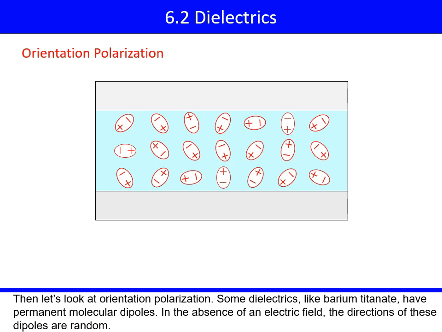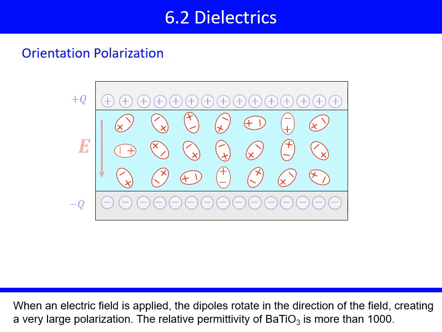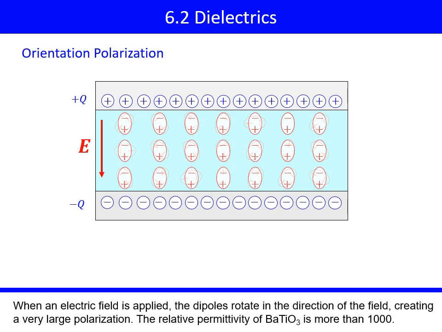Then let's look at orientation polarization. Some dielectrics, like barium titanate, have permanent molecular dipoles. In the absence of an electric field, the directions of these dipoles are random. When an electric field is applied, the dipoles rotate in the direction of the field, creating a very large polarization. The relative permittivity of barium titanate is more than 1000.